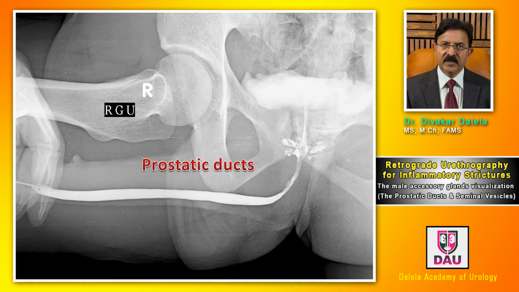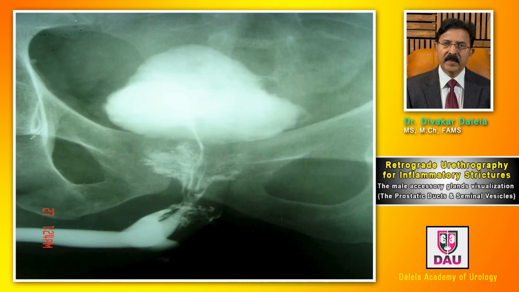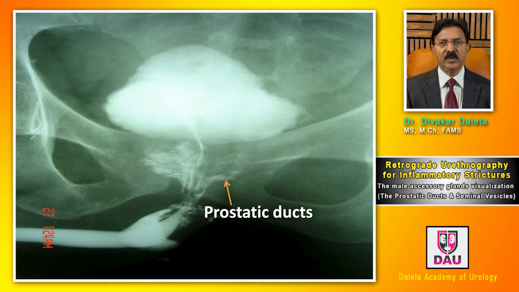Here is another patient of bulbar urethral stricture, where you notice the prostatic ducts. They are fanning out from the prostatic urethra by the side of verumontanum. That's where they are shown by the black arrow. In another patient of inflammatory urethral stricture, you will see these prostatic ducts, and the contrast is going far into the prostate gland up to the level of acini. So almost the entire prostate becomes visible, and in the past this used to be even called a prostatogram.